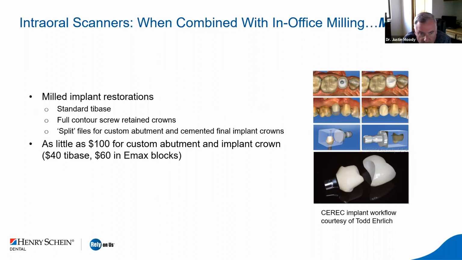and also we can make full contour screw-retained crowns. We can make split files where someone creates a custom abutment for us, and we cement the final implant crowns on top of those. There's a lot of ways to get from point A to point B, point A being preoperatively, and point B being post-prosthetic. But again, with the use of a tie base and an Emax block, we can often get the price of these restorations done in-house down into that $100 range. And I don't know about you, but there's not a lot of labs out there with any kind of quality that are going to provide restorations at that fee schedule.